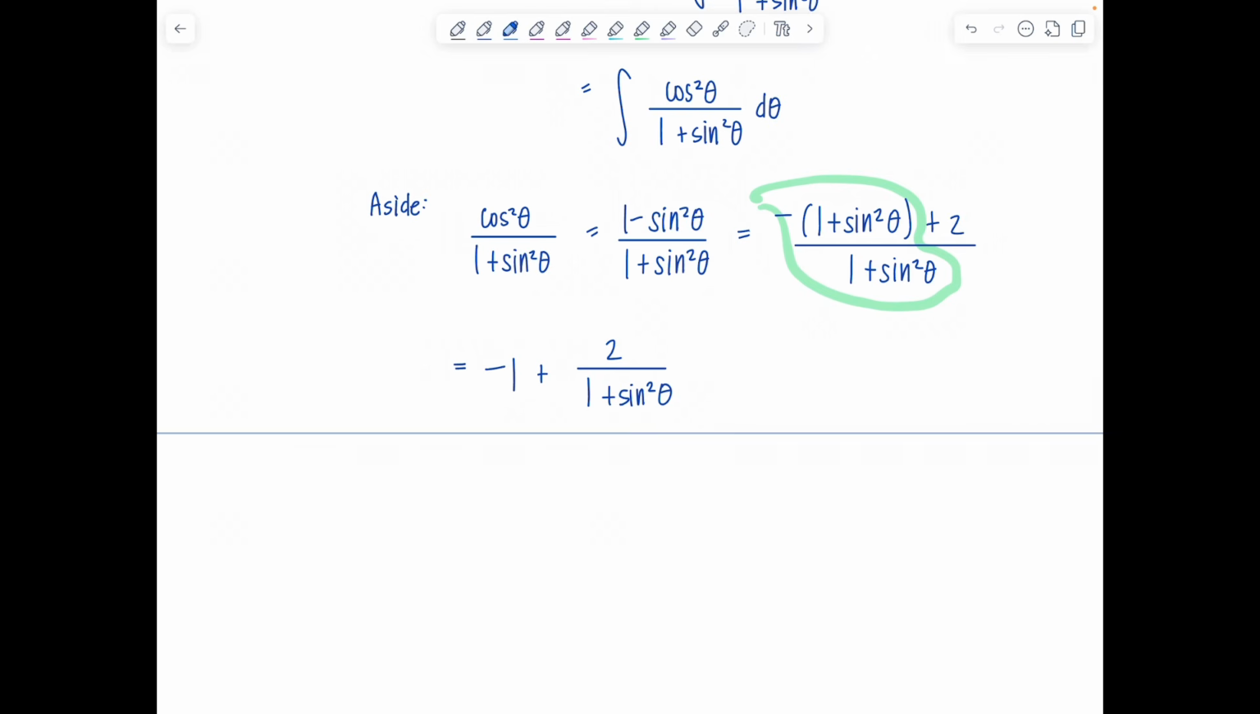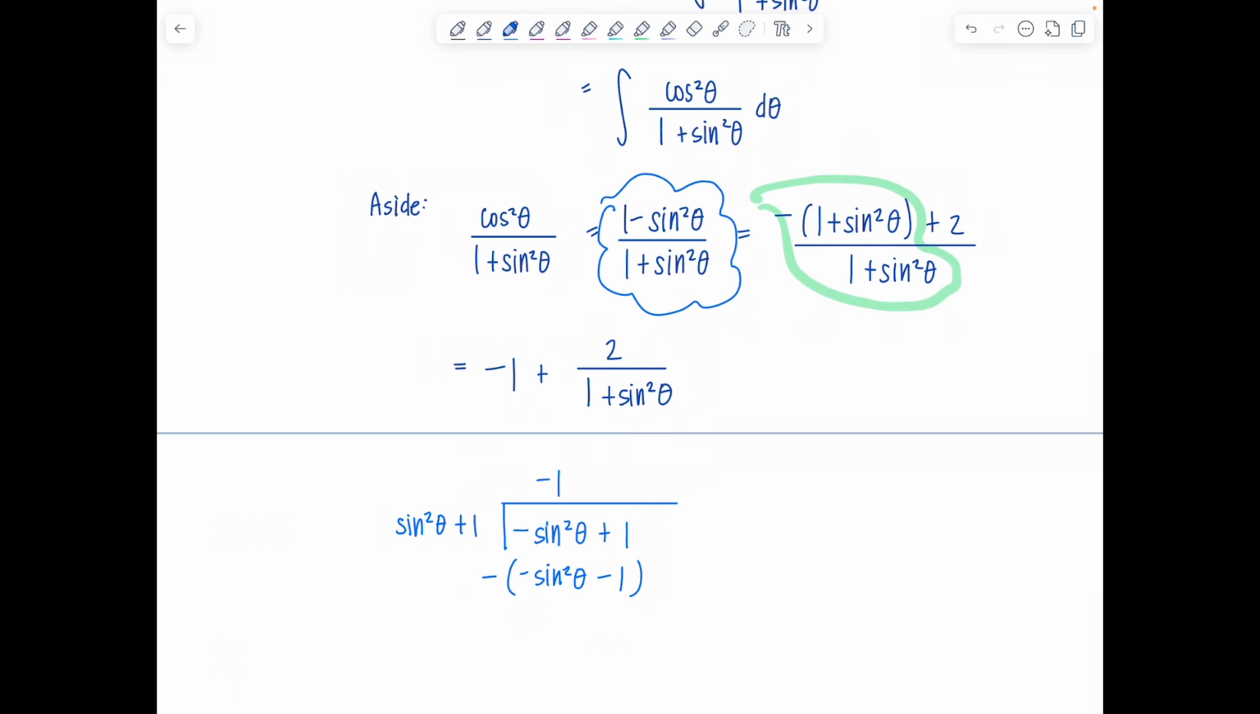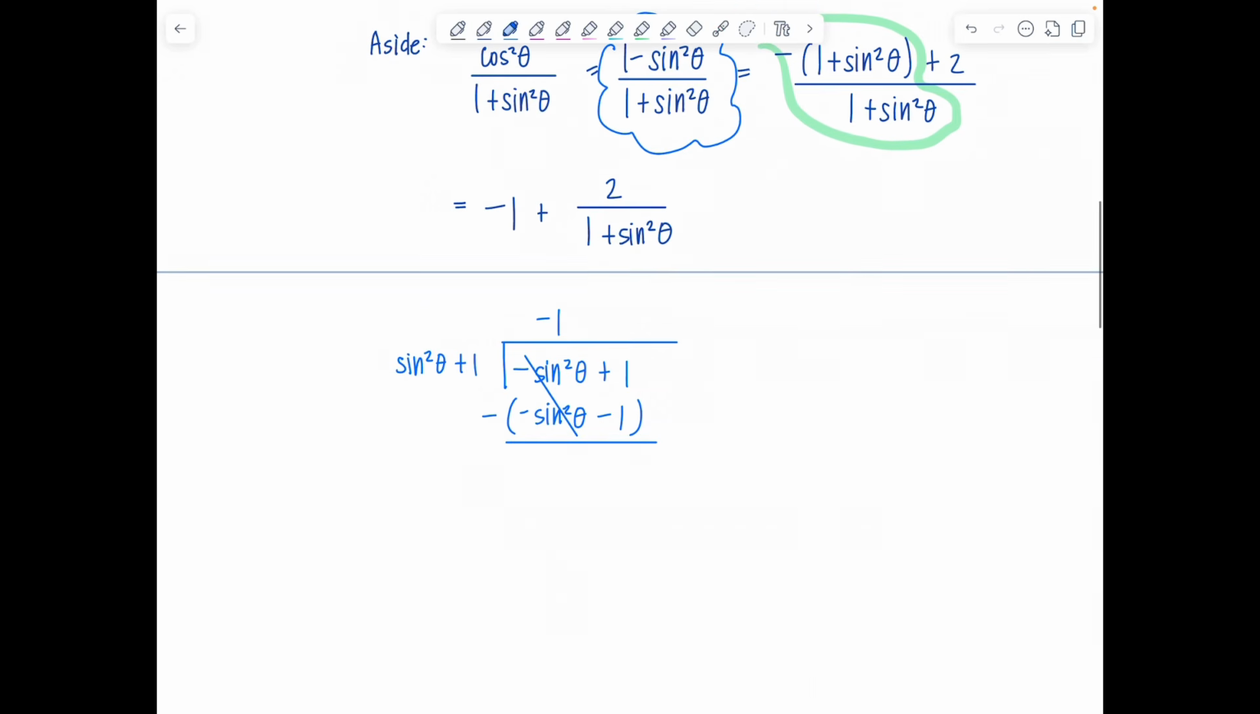Now, if you would have never seen that, then from right here, you would just long divide. Remember polynomial long division? You treat it the same way. So you're dividing sine squared theta plus 1 into negative sine squared theta plus 1. This would go in, multiply by negative 1, then you have negative sine squared theta minus 1, subtract, and this cancels. Now this is positive 1 plus 1, and that's your remainder. And then you have plus 2 over, oh, look, the same thing. I just got there faster. Okay, cool. So now that's what we're going to integrate.